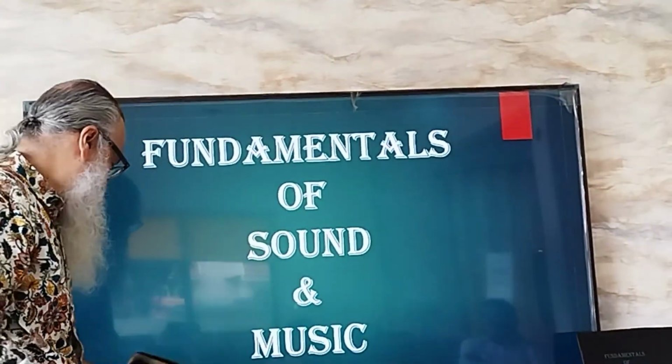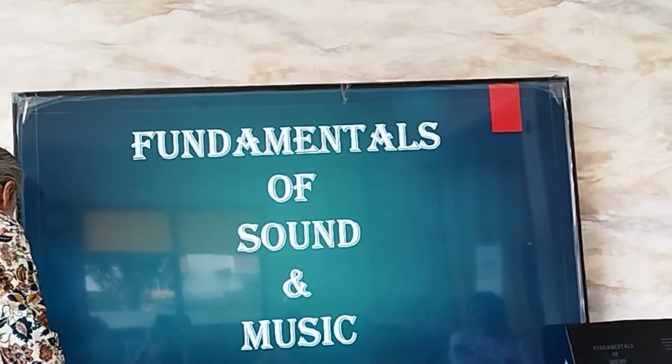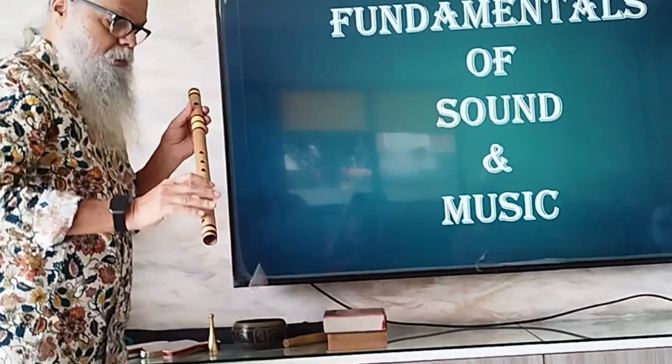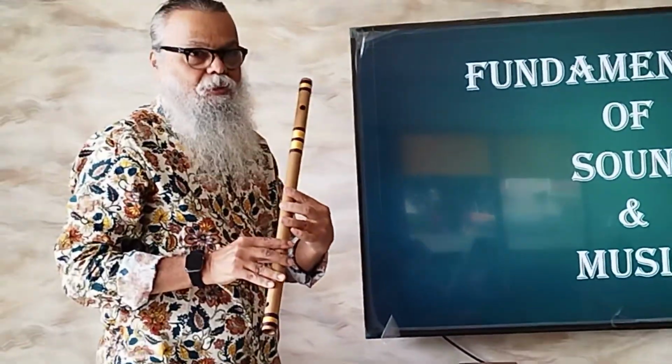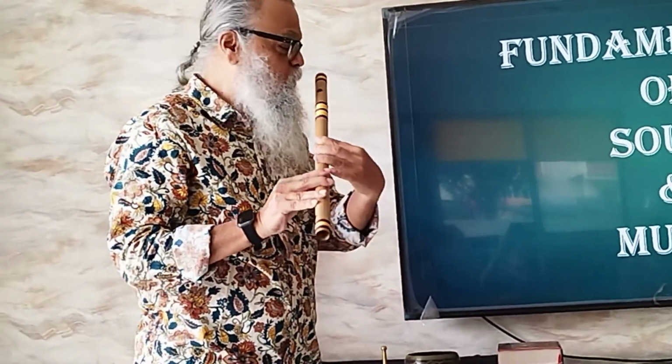So this is the other one, and everyone knows this is the flute, the common flute. I was also trying to learn it, but I could not progress much.